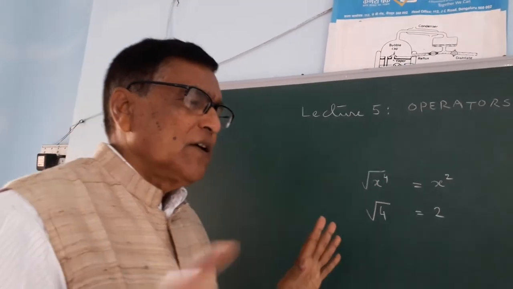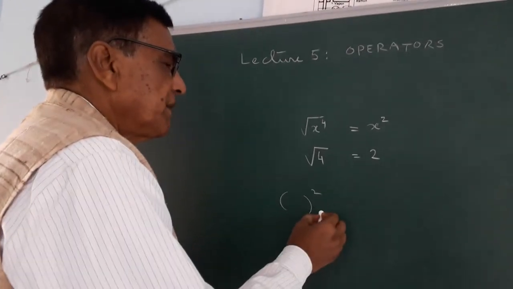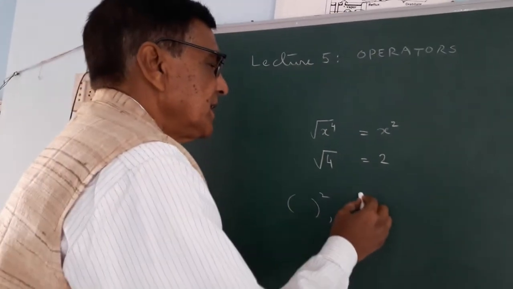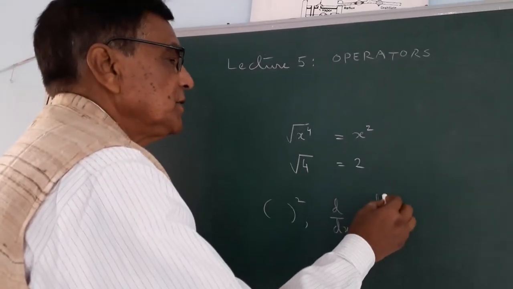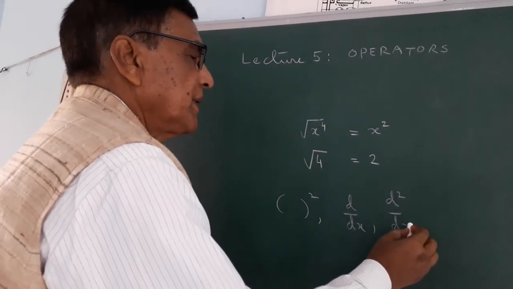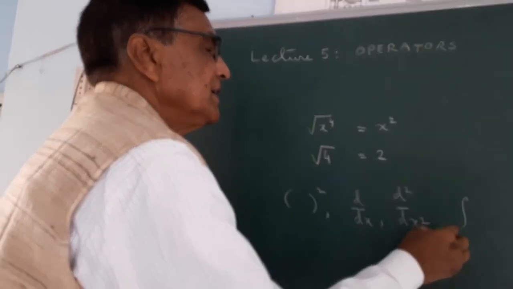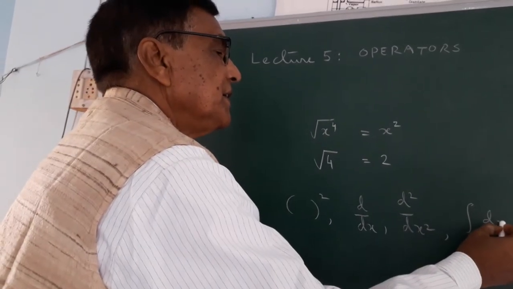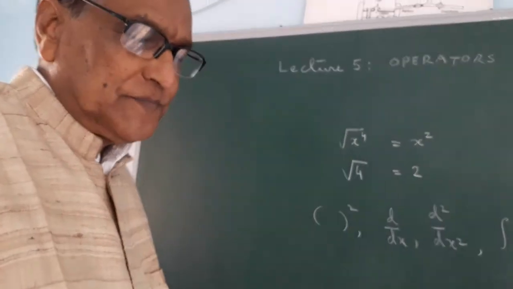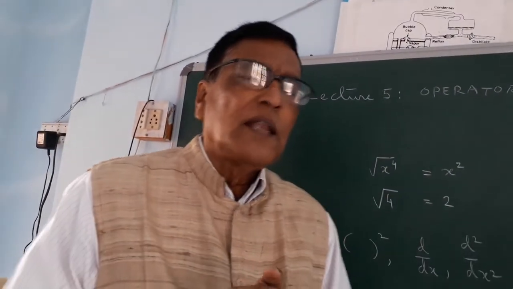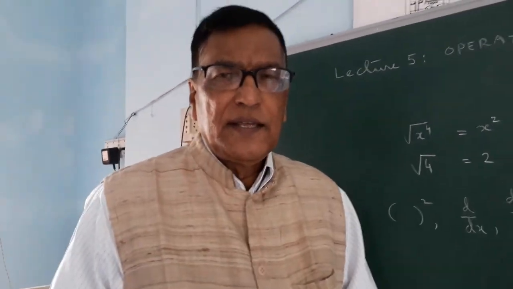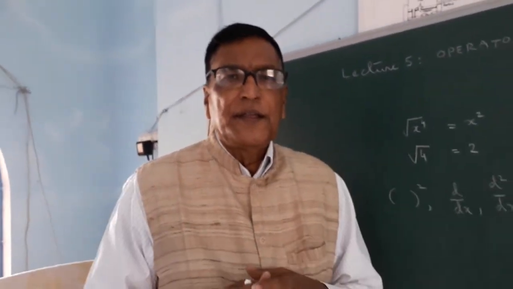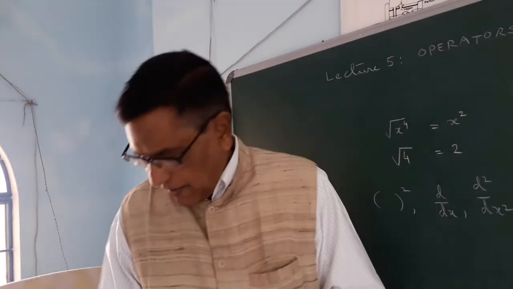There are so many operators in algebra. Say this is the square operator. This is the d by dx operator, this is the d2 by dx squared operator, and this is the integration dx operator, and so on. Operators, like in algebra, could be added, could be subtracted, could also be multiplied.